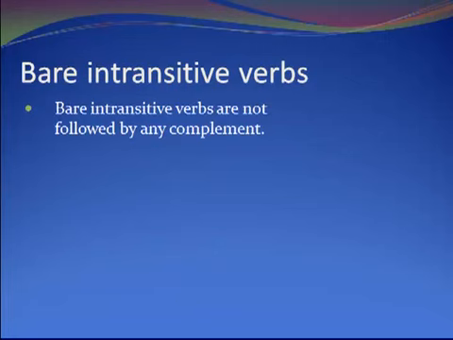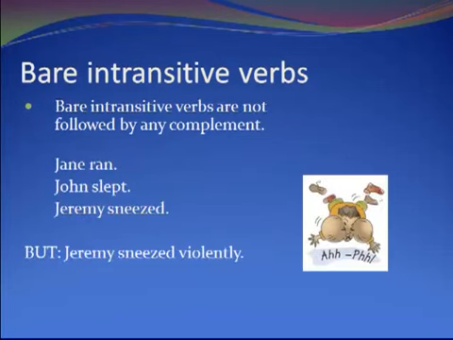And the most straightforward are bare intransitive verbs. Now bare intransitive verbs are verbs that are not followed by any complement. So the verb itself is enough to form a verb phrase. It doesn't require anything inside the verb phrase. So these are things like Jane ran and John slept and Jeremy sneezed, and the verb just expresses the complete activity. You can of course say something like Jeremy sneezed violently. However, the violently here just tells you how he sneezed, and it's therefore an adjunct. You don't need it to form a verb phrase, although it can go in the verb phrase.